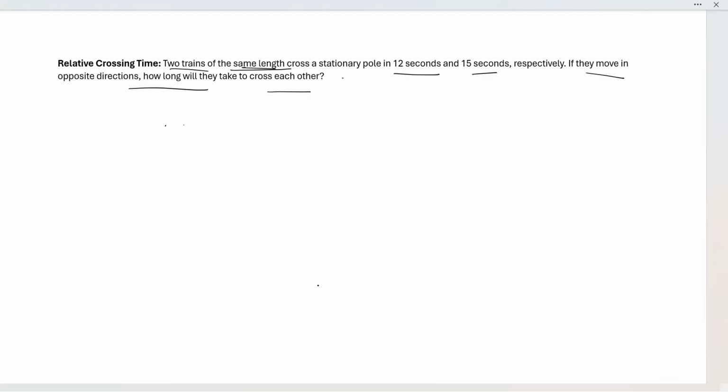For the individual case of each train crossing a stationary pole, the time is given. So let the length of the trains be L meters. For train one, and let me put train two here. Let the speeds be S1 and S2. The time taken by this train is 12 seconds and this one is 15 seconds.